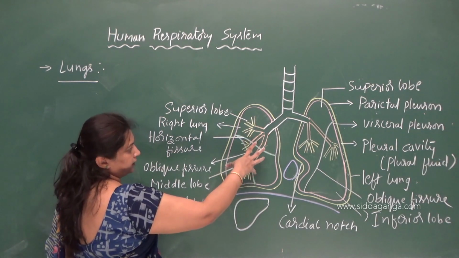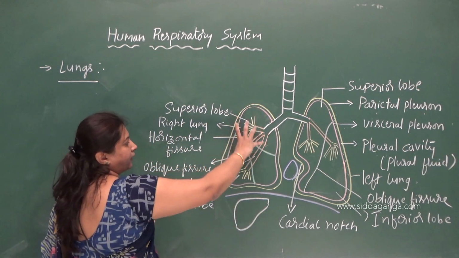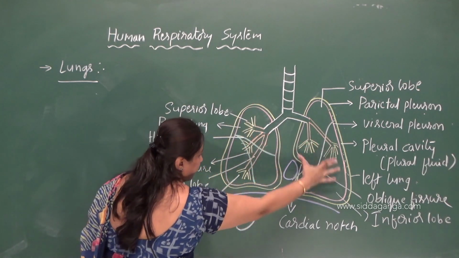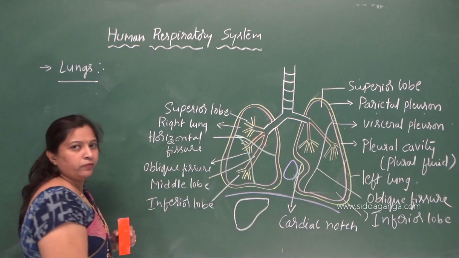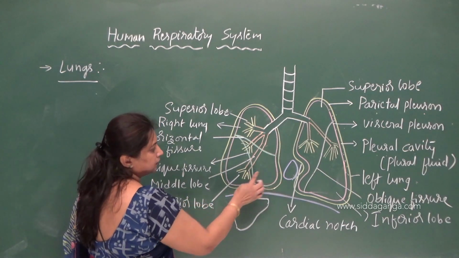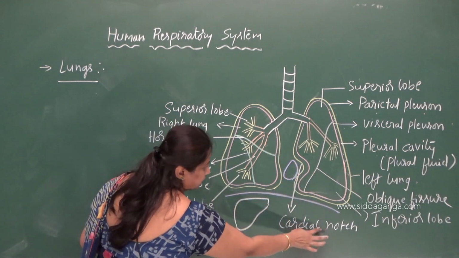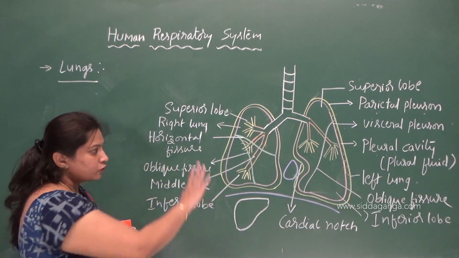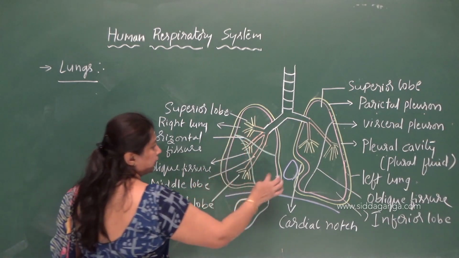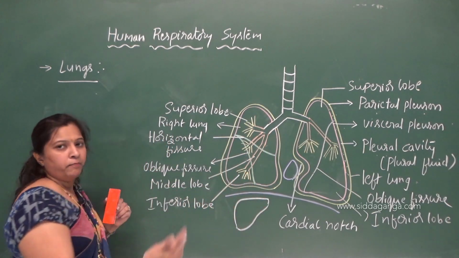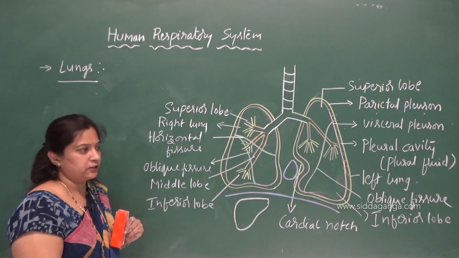With respect to size, the right lung is bigger, the left lung is smaller. The right lung is wider, the left lung is narrower. The right lung is short, the left lung is long. Is the cardiac notch present in the right lung? No. The cardiac notch is absent in the right lung. It is present in the left lung. Understood? So this is about the difference between the right and the left lung, and inside the lungs we can see the branches of bronchi and bronchioles up to the alveoli, where the exchange of gases takes place.